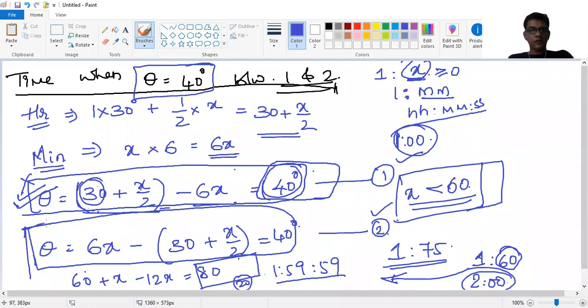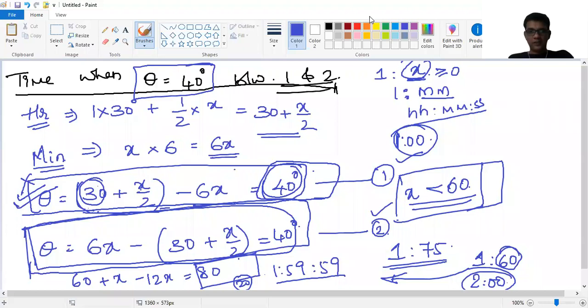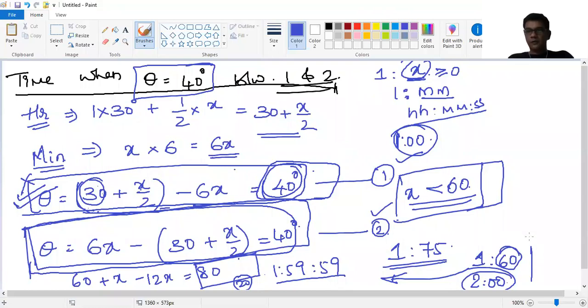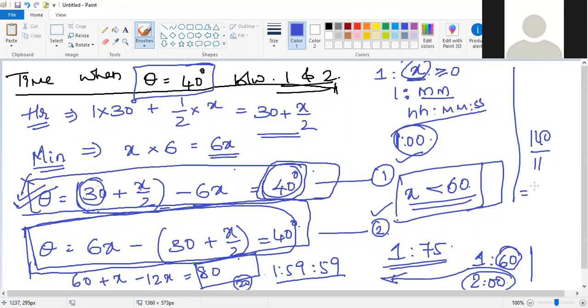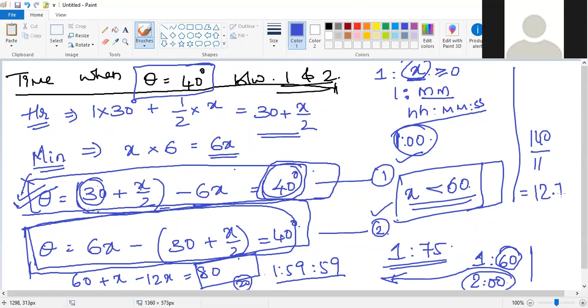Okay, what is the value of x here? Can you guys tell me what is the value of x in the second statement that you found? It's 140 by 11. Okay, 140 by 11. When I take 140 by 11, guys, what is 140 by 11? It is 12.73.